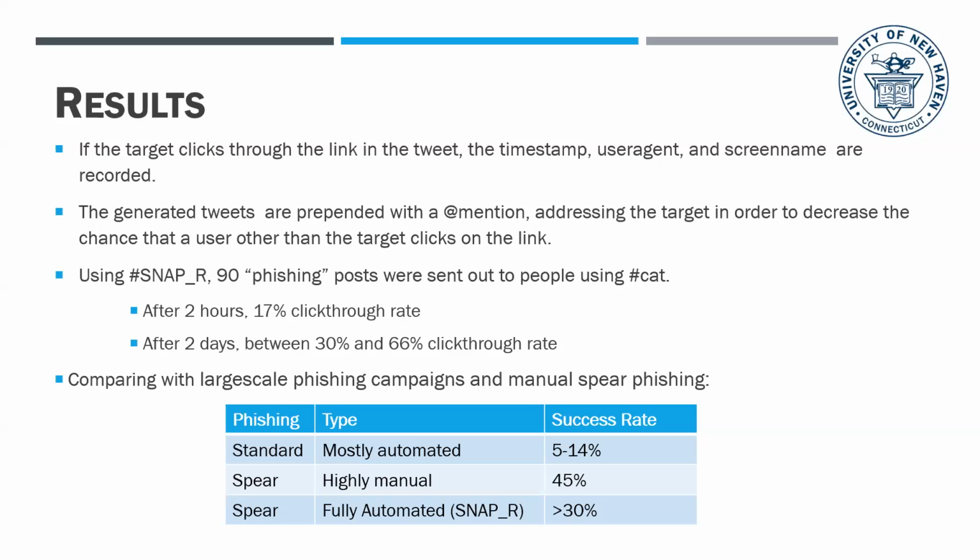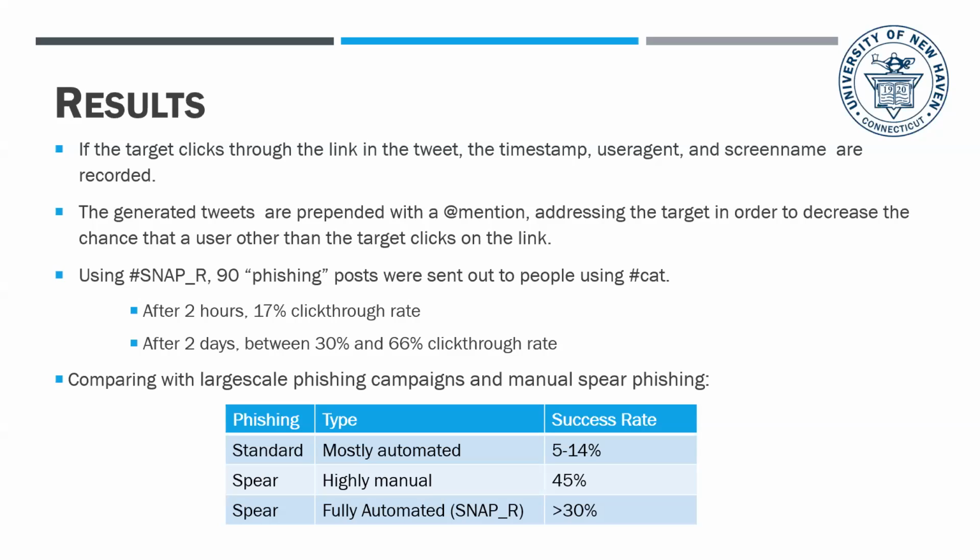If a phishing link is clicked, the tool records the timestamp, user agent, and screen name. This is how the authors kept track of how many click-throughs were happening with the phishing links. As a pilot experiment, the authors sent 90 phishing posts to different people using the hashtag CAT. After 2 hours of the experiment, there was a 17% click-through rate, and after 2 days, the click-through rate was 30%.